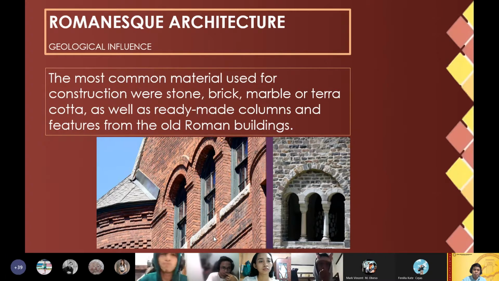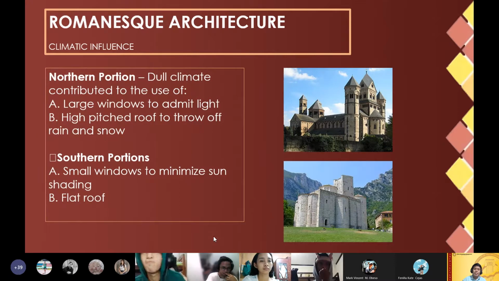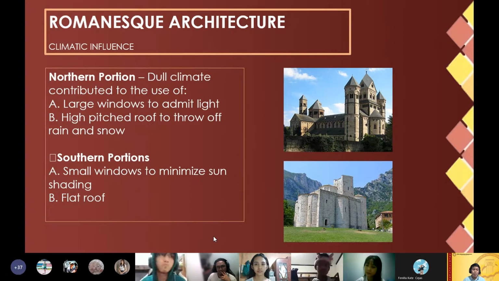So, for the climatic influence, okay, so sa climate, we have here, if ang Europe, dako man gid ang Europe nga continent, if imo ra siyang tungaon, if you have it, the northern portion is actually a dull climate contributed to the use of large windows to admit light, high-pitched roof to throw off rain and snow. So, ang pinaka-upper portion, mag-snow nga to, mag-uwan, and then those parts in Europe medyo gamay ra.